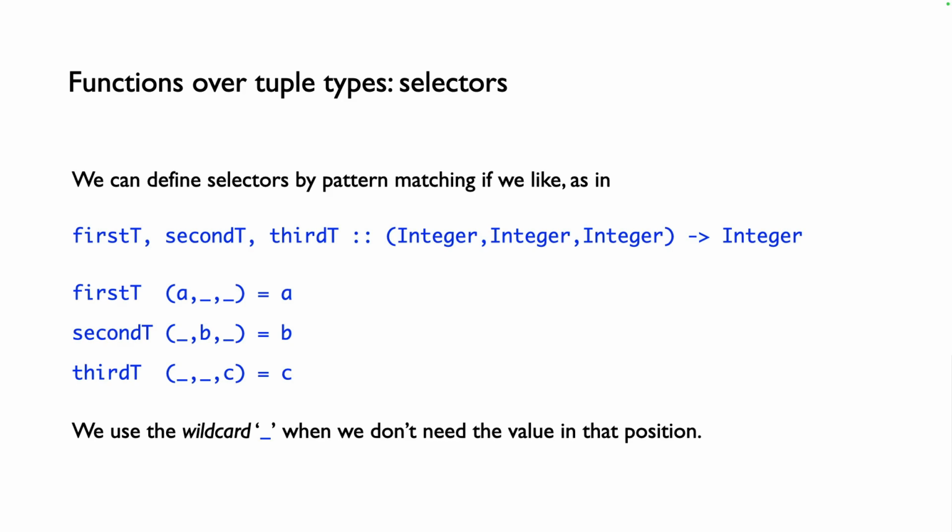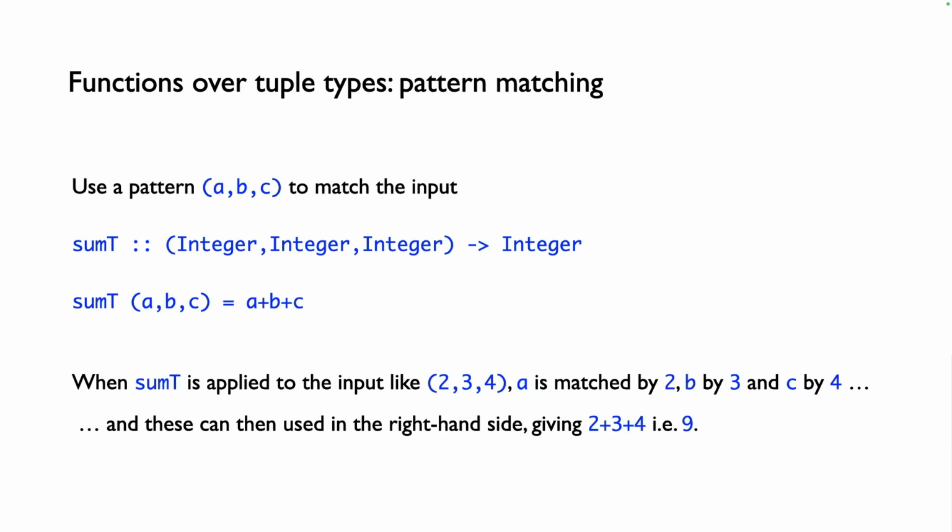So here you see first t, when applied to a tuple A, wildcard, wildcard will return A. Second t, when applied to a tuple wildcard, B, wildcard will return B, and so on. So we can always define selectors if you want to write that style of program. But as we saw earlier, we didn't need selectors, we just directly use the values matched to the variables that match the first and second and third parts of the input.